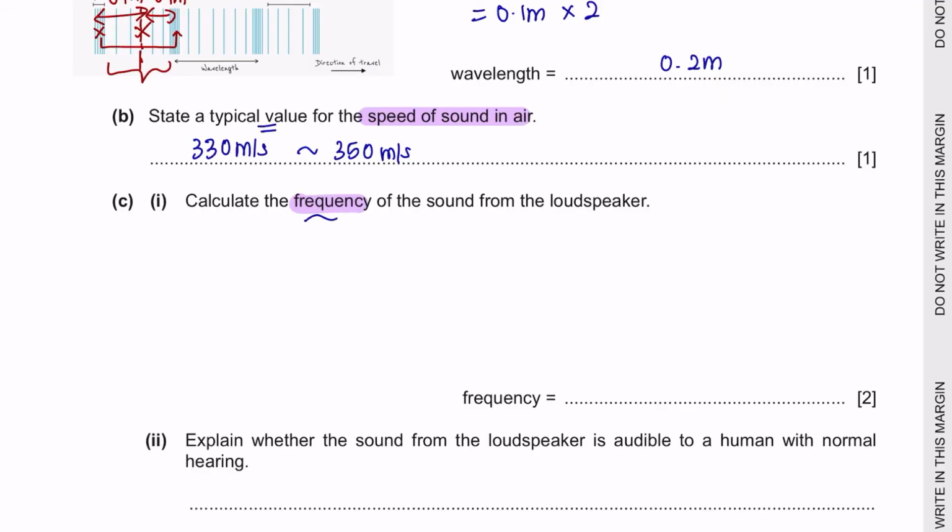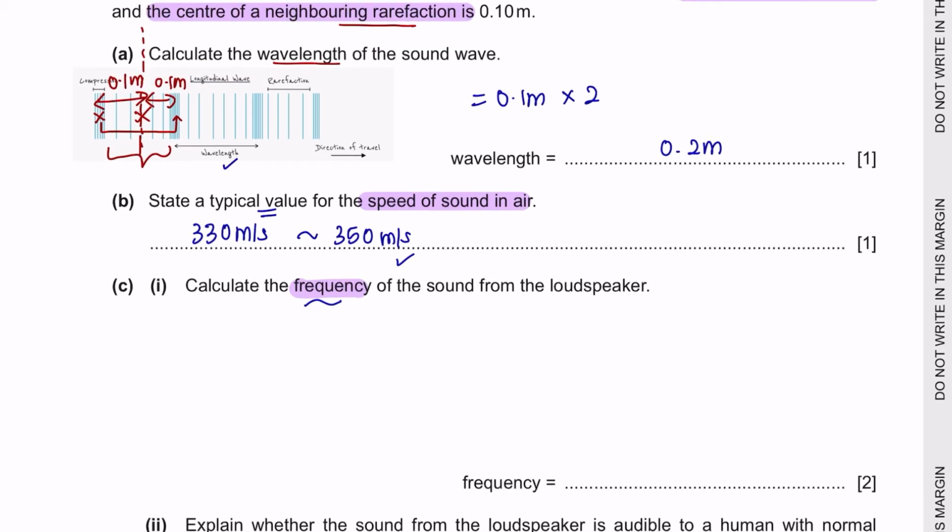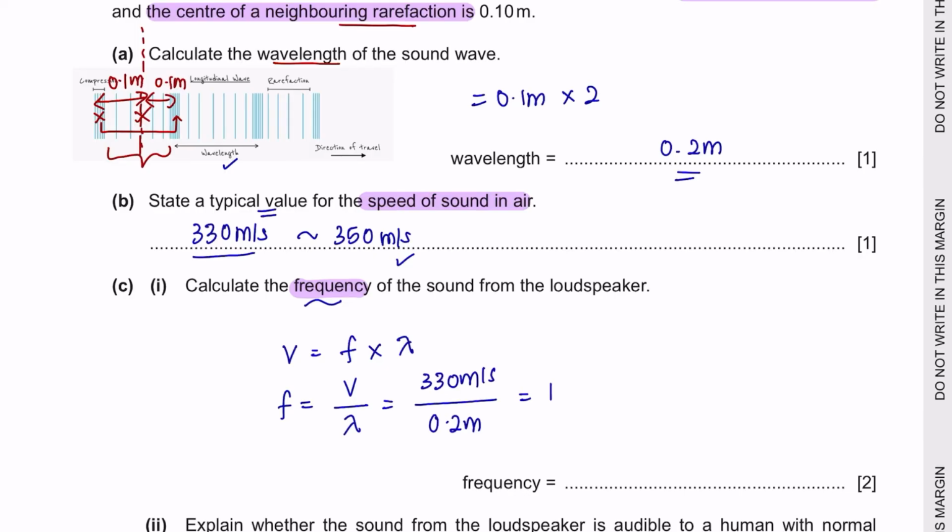A formula related to the frequency of the sound, speed of the sound, and the wavelength is: speed equals frequency times wavelength. Rearranging for frequency, we get velocity, which is the speed of sound, over the wavelength, giving you a frequency of 1650 Hz. If you're using a speed of sound which is 350, you would get a frequency of 1750 Hz. So any value from here to here would be an acceptable answer. So changing this to two significant figures, 1700 Hz.